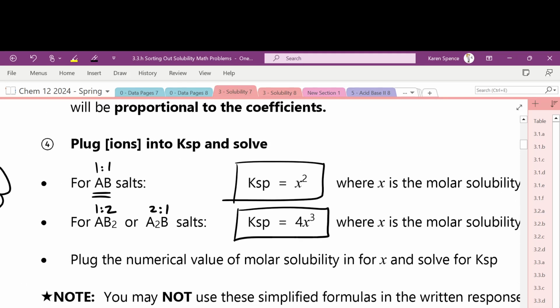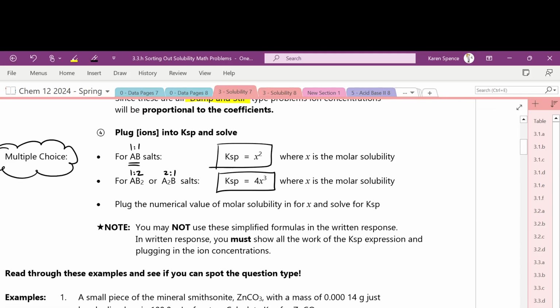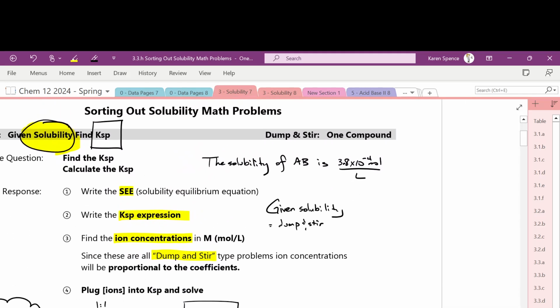You may not just give these simplified formulas without showing their derivation on the written response. So what it means is you need to write out, normally what you would do is you would say, okay, I have salt AB, solid, in equilibrium with A plus and B minus. And I would have to write my KSP. KSP equals A times B, right? And then I would plug in my concentrations.